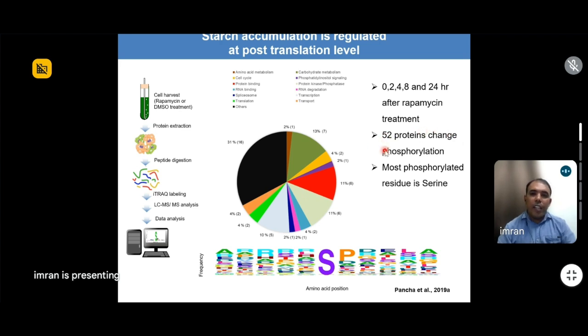These proteins, if we categorize them, are involved in amino acid metabolism, cell cycle regulation, protein binding, RNA binding. Many of them are involved in translation, carbohydrate metabolism, RNA degradation, and many others. And we also have identified that most of the residues which are phosphorylated during the rapamycin treatment are basically serine. Only one protein is regulated at a threonine level.